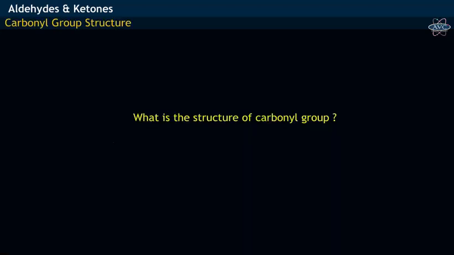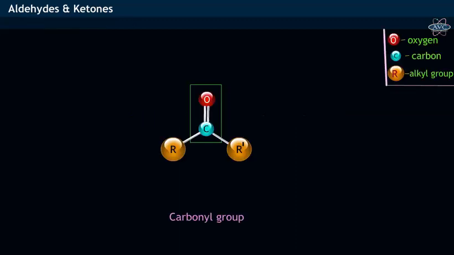Let us study about the structure of carbonyl group. In a carbonyl group, the central carbon atom is bonded to oxygen by means of a double bond, while the carbonyl carbon is attached to two other groups by means of single bonds.